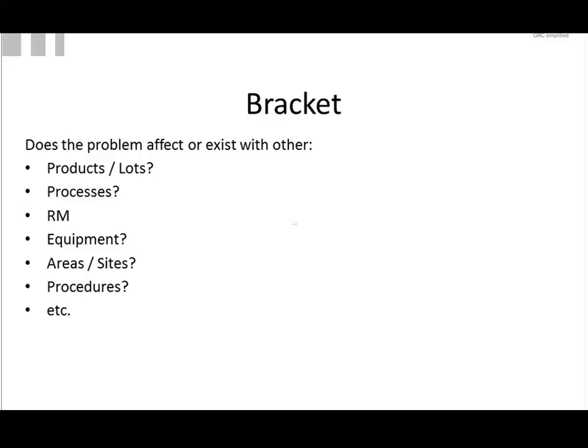The RM is raw material, the equipment involved, the areas and sites involved if you're a multi-site operation under a corporate environment, procedures, work instructions. Maybe something changed and something is in there that seemed innocuous but now is causing a problem. These are the kind of things to start questioning and looking at. And, of course, trying to get your hands around the end result as well.